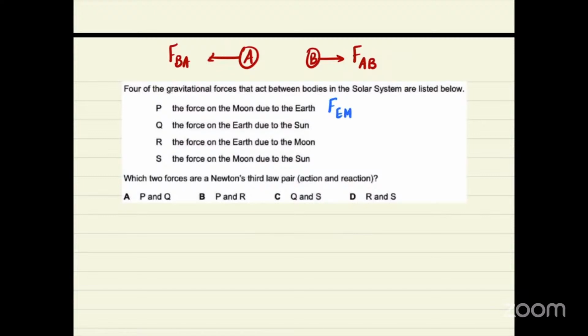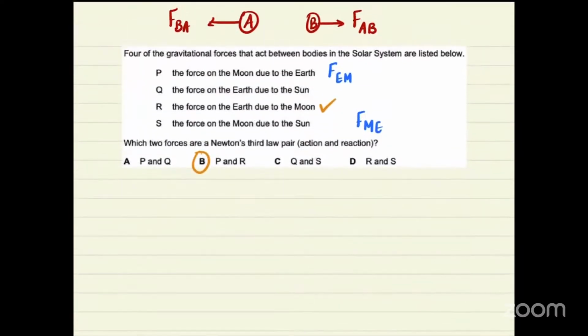So what would be its Newton's third law pair? That would be force moon on earth, right? Moon on earth, if you see here, it's written like this. This is earth due to moon, which is the same thing as moon on earth. So P and R are the Newton's third law pair. All right, so that's what this one is.